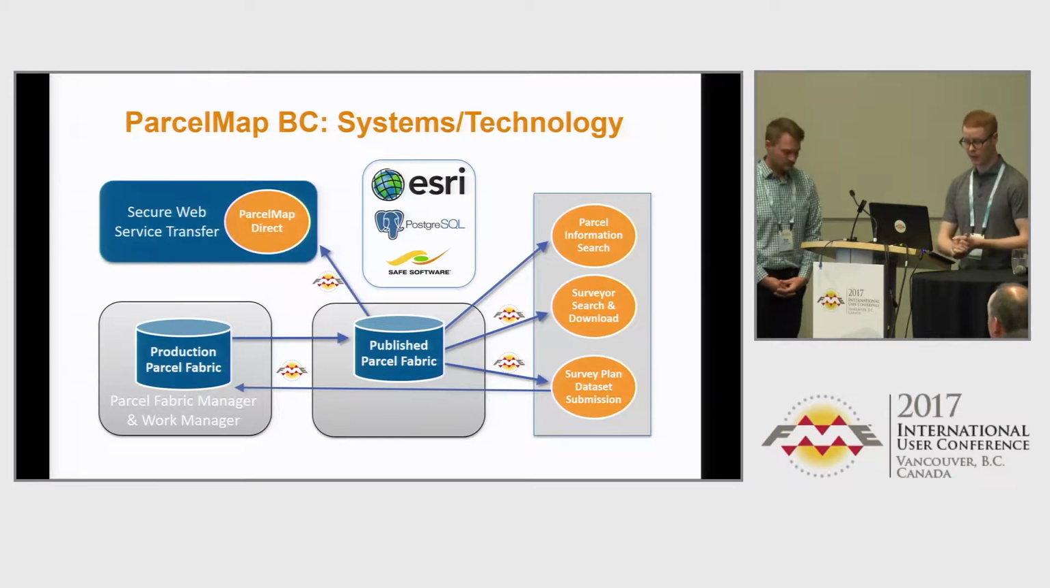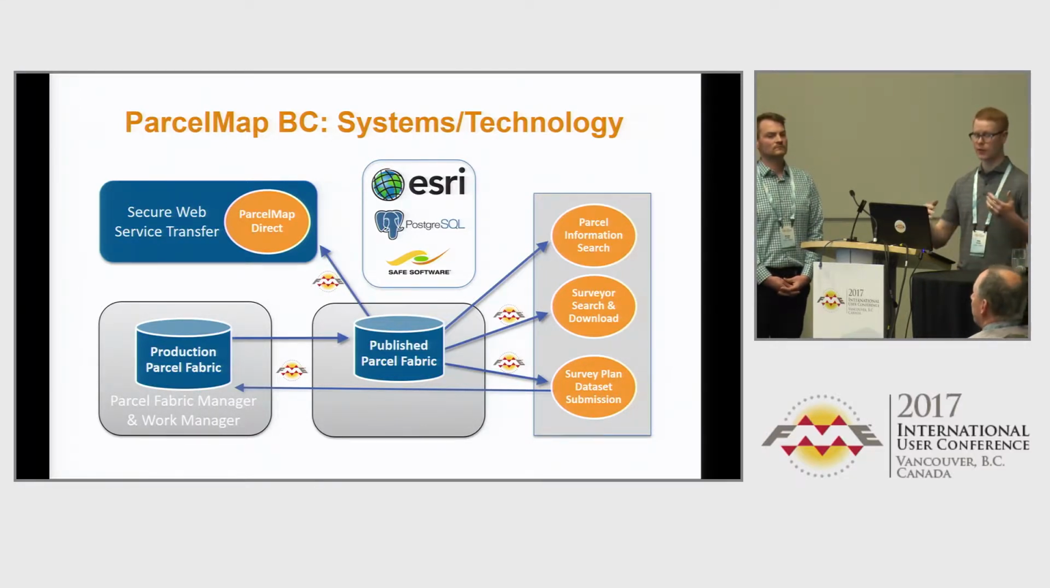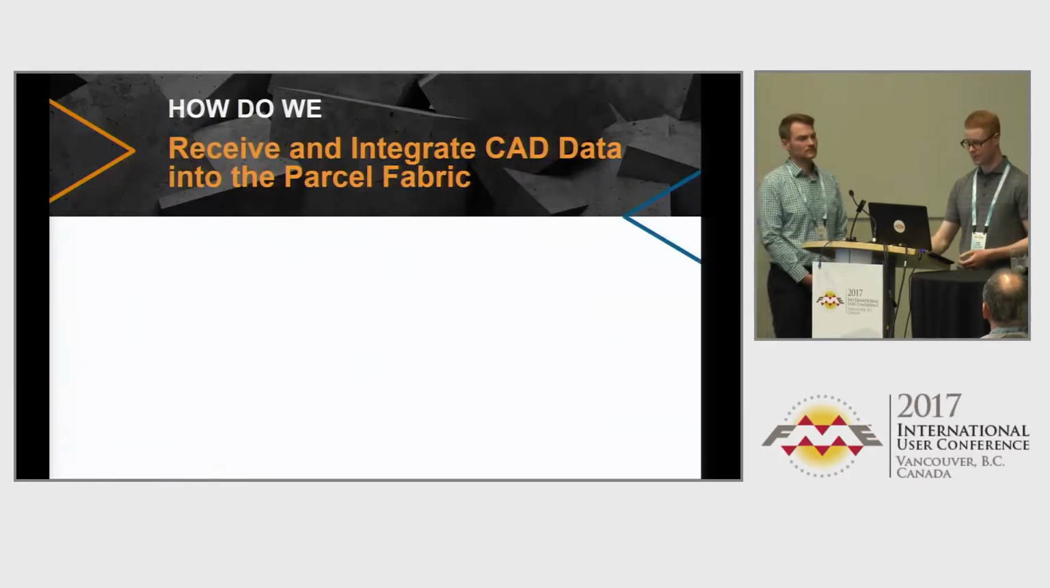And finally, we have a product called ParcelMap Direct, which basically allows a stakeholder to download a large extract of the Parcel Fabric. So if you wanted one full regional district or the entire province, you could actually use ParcelMap Direct to get that, and I'll describe that in a moment.